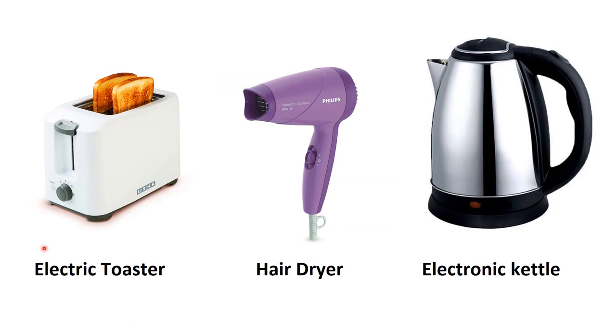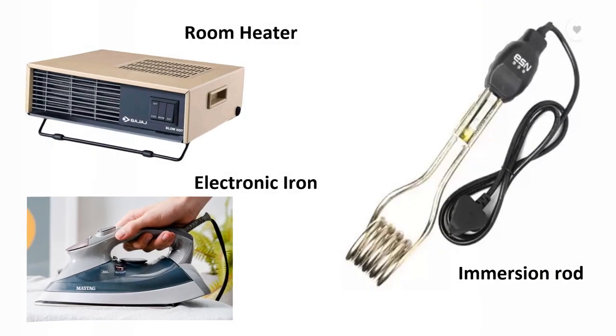Let's have a look at some of the commonly used electrical appliances which work on the heating effect of current. The first one is an electric toaster. Next, a hair dryer. After it, it is an electric kettle. A few other devices are a room heater, an electric iron, and an immersion rod. These appliances also make use of the heating effect.